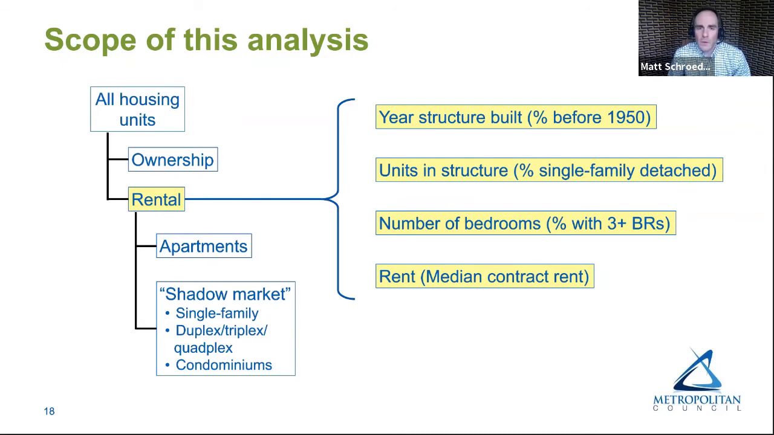And I will say too that one shortcoming, I think, of the alternative estimates is that because they don't include data on utility costs, it's really only contract rent that we can look at, not gross rent. So it doesn't cover all of the housing costs that renters would incur.